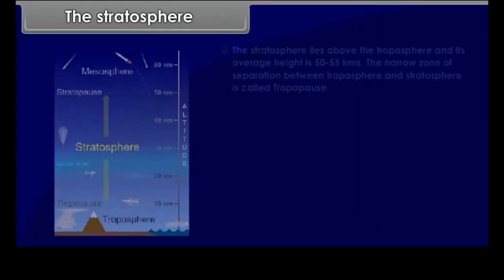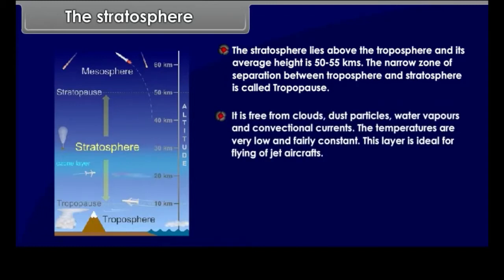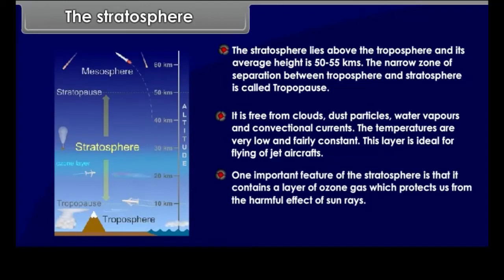The Stratosphere. The stratosphere lies above the troposphere and its average height is 50 to 55 kilometers. The narrow zone of separation between troposphere and stratosphere is called Tropopause. It is free from clouds, dust particles, water vapors and convectional currents. The temperatures are very low and fairly constant. This layer is ideal for flying of jet aircrafts. One important feature of the stratosphere is that it contains a layer of ozone gas which protects us from the harmful effect of sun rays.